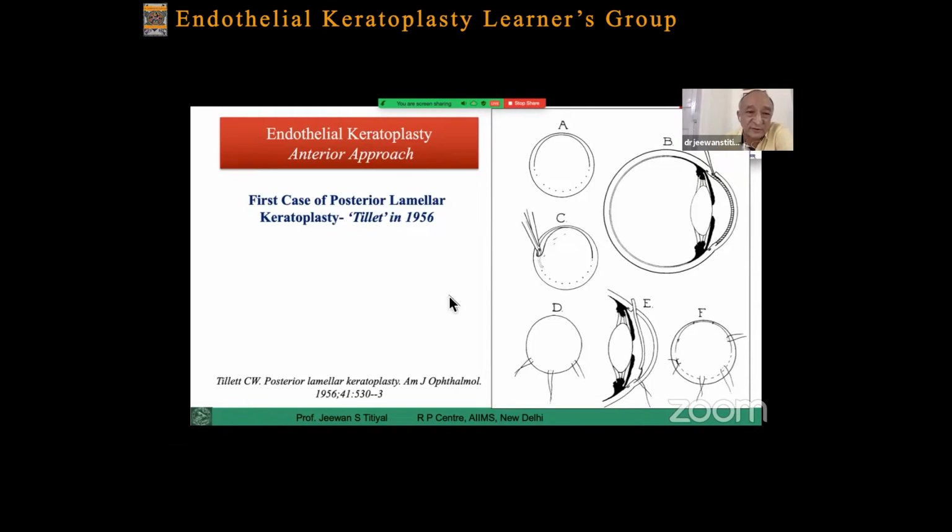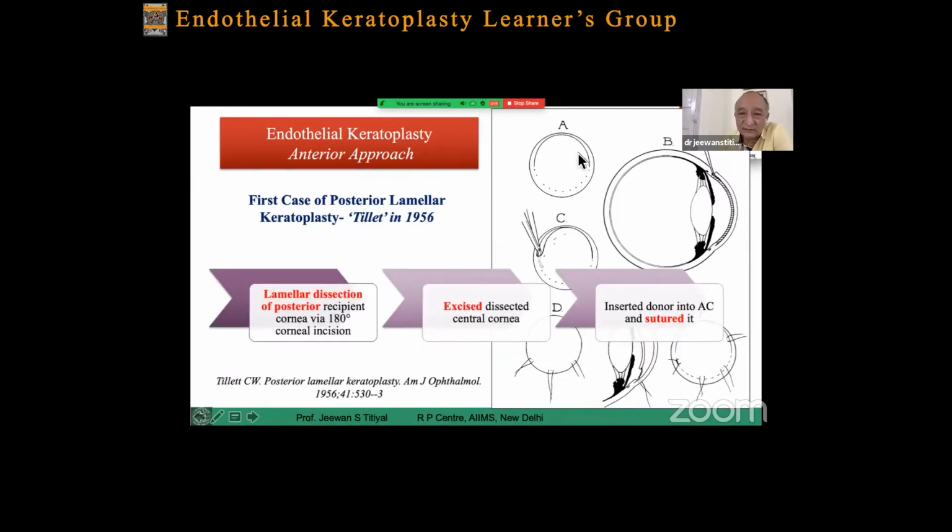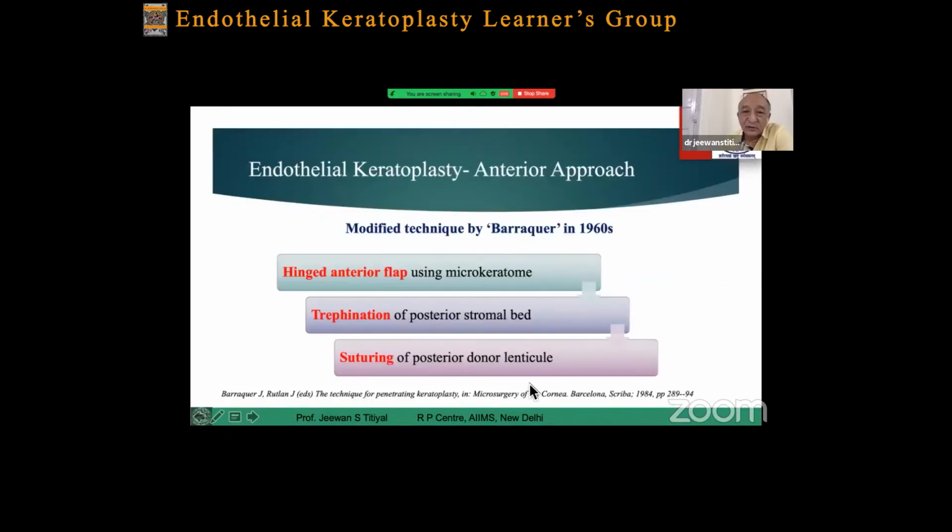The first description of posterior lamellar keratoplasty for endothelial disease was published in 1956 in AJO. He made a large incision, almost 180 degrees in the host cornea, then did a stromal dissection through this incision and removed the entire button, which includes posterior stroma as well as endothelium. Then he implanted the donor tissue through this large incision and subsequently sutured it. This was later modified by Barraquer in the 1960s.